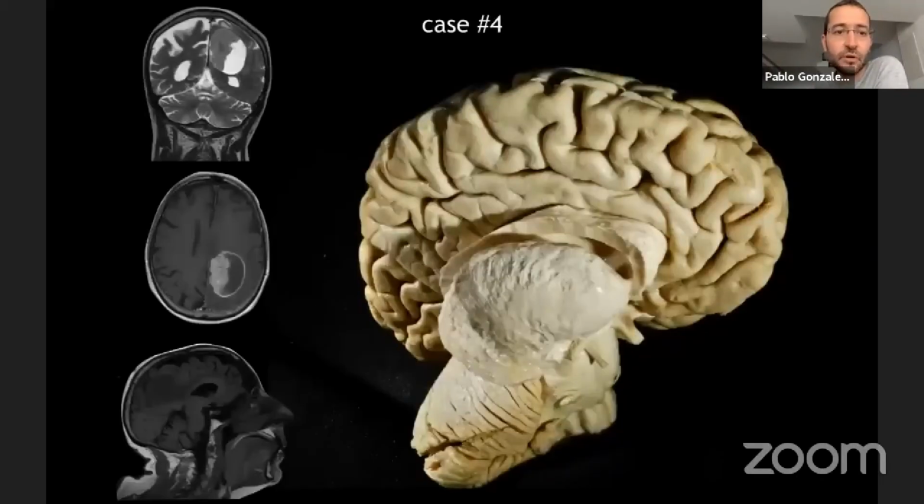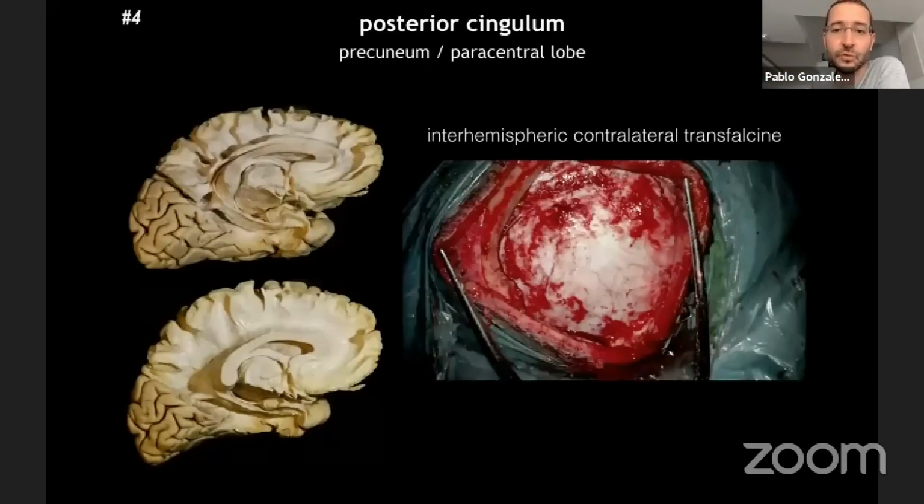Let's move a little bit more posteriorly, and this is not a glioma, this is a metastasis, which is mainly located, as you can see in the sagittal cut, in the posterior part of the cingulate gyrus. And this is a very important area because here the cingulate gyrus is going to join the isthmus. Here the most important thing is to consider how close this tumor is to the so-called paracentral lobule, which is part of the motor and sensory strip. So this is what we have to identify.